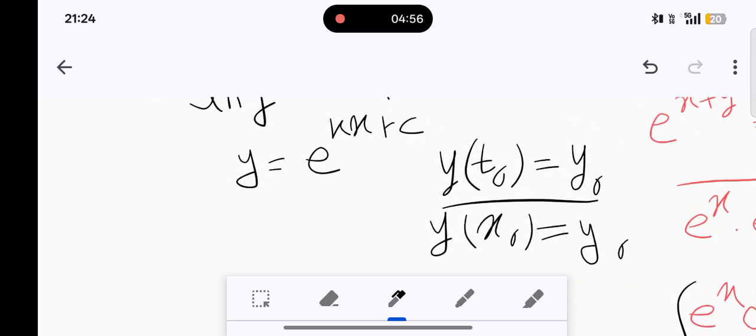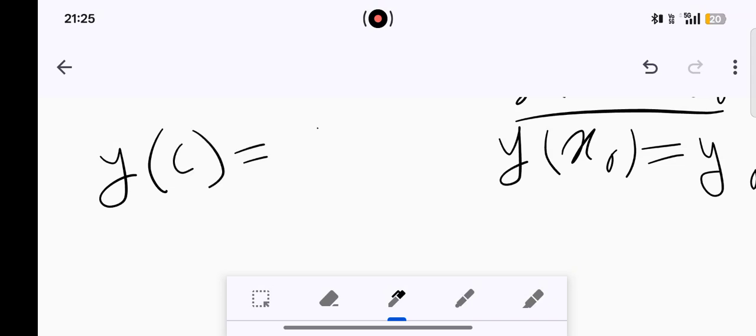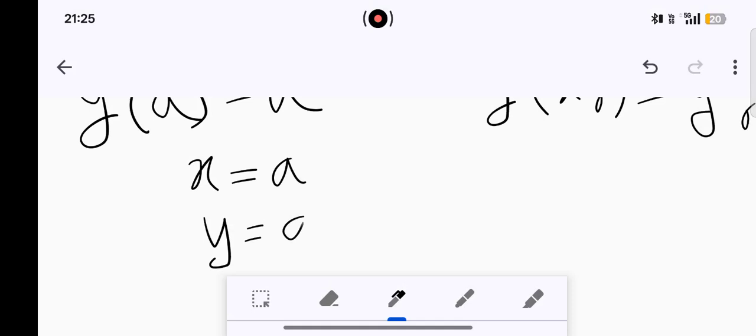Now in that case, let's say the examiner will give you some kind of boundary condition. It is a boundary condition because t is not mentioned, time is not given in the question. So it's very simple. Now let's say this is y equals c. Wait, this is not c, this is, let's say, a. Now in that case, y(a) equals a. That means when x is equal to a, then we can say that y is also equal to a.